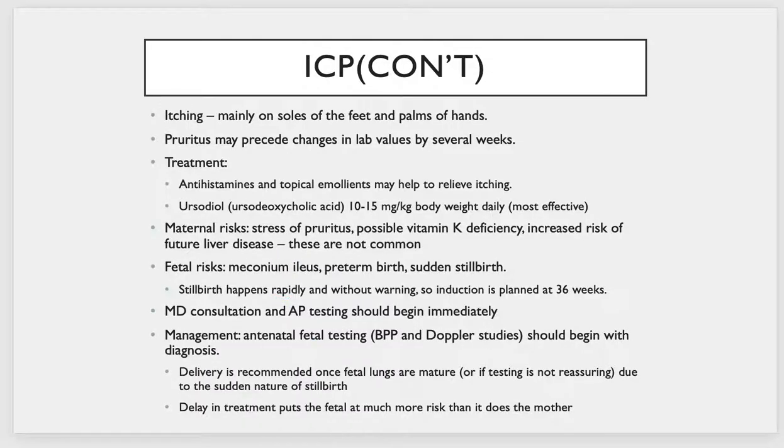So the itching, when we're looking for this, usually starts on the soles of the feet and the palms of their hands, which is also different from the other rashes, which are on the trunk of the body, on the abdomen, and usually on the upper thighs. So that's the other big indicator, is you've got this woman who's super duper itchy on the soles of her feet and on her palms, but you don't see any rash. And like I said before, that itching may precede the lab value changes by several weeks. So she might be complaining of this for a visit or 2 even before you see any lab value changes.